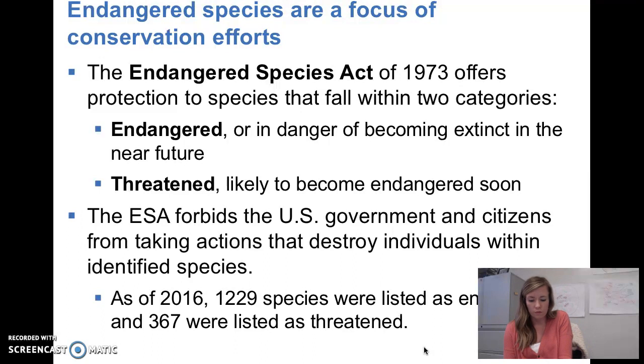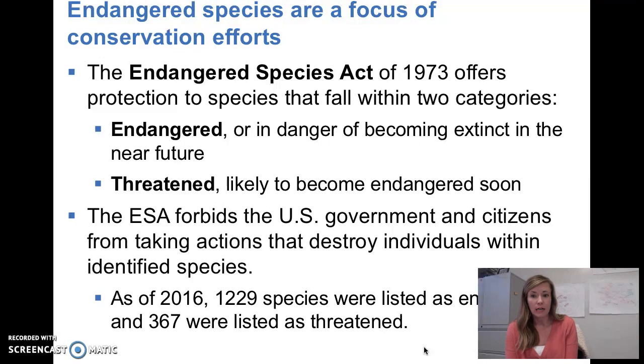So we can talk about elephants and their tusks. Elephants are killed because their tusks are ivory, and people like to make things out of ivory. And so that is illegal because we don't want these organisms to be killed because they're being hunted.